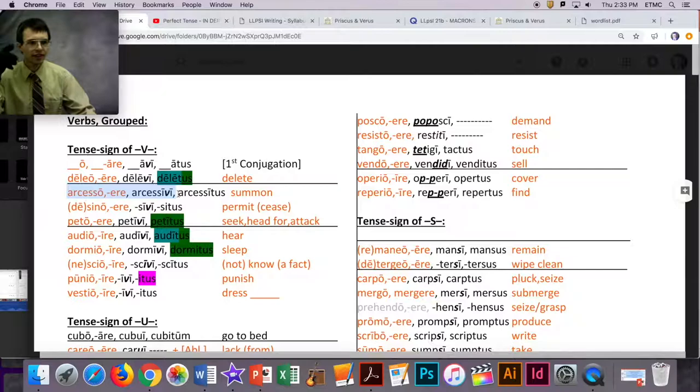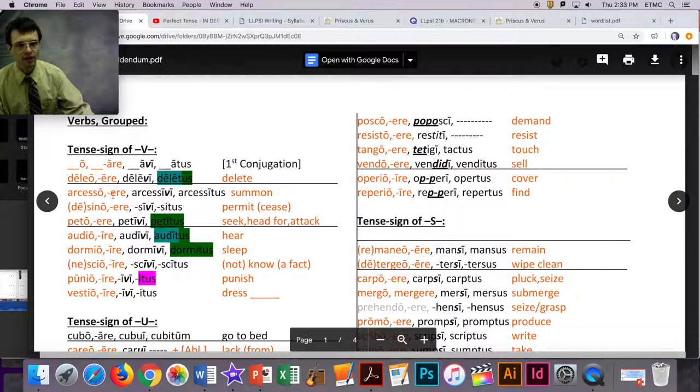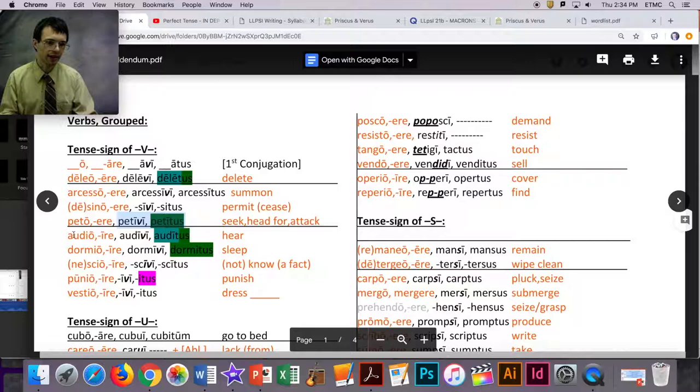And as you say this, listen for the similarity between verbs of the same tense sign group. Desino, desinere, desivi, desitus. Peto, petere, petivi, petitus. If you get really good at this, then you will be able to predict, based on just the sound of the first two principal parts, what the third and fourth principal parts probably are going to be. And you can't do that unless you've recited it a whole lot so that you know what to expect. So I highly suggest that you stop the video and recite this whole thing right now.